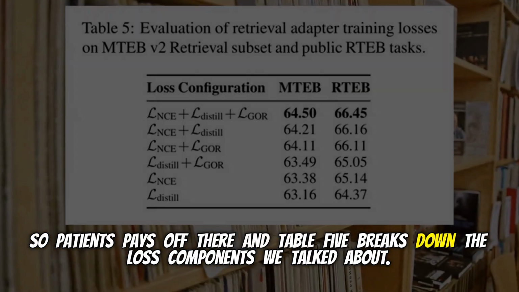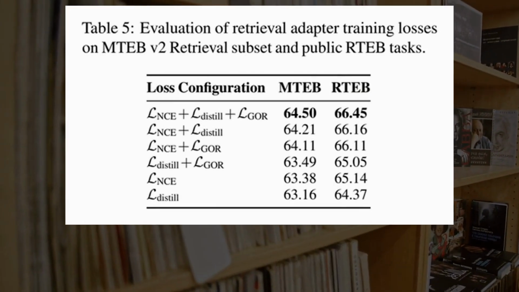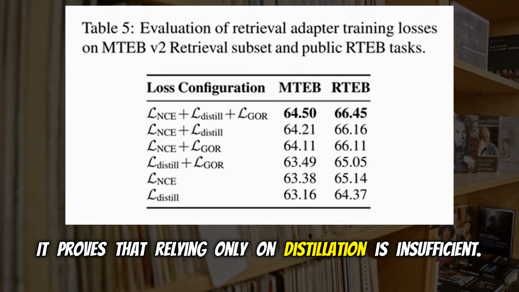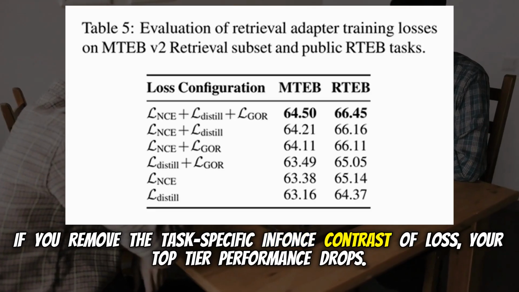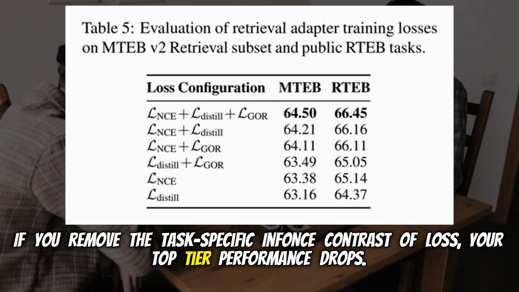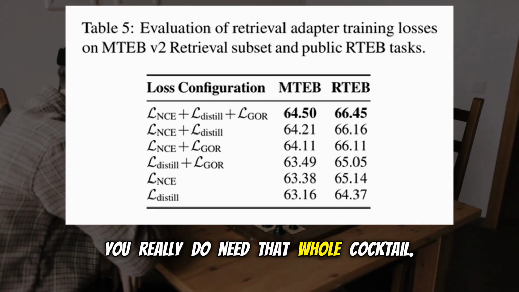And Table 5 breaks down the loss components we talked about. Right. It proves that relying only on distillation is insufficient. If you remove the task-specific info-NC contrastive loss, your top-tier performance drops. You really do need that whole cocktail.